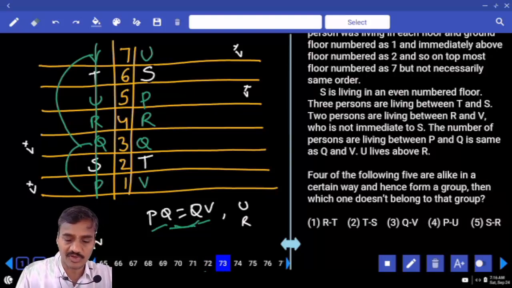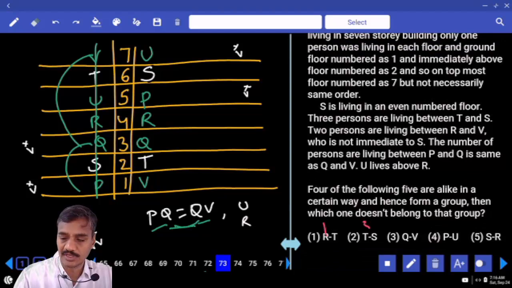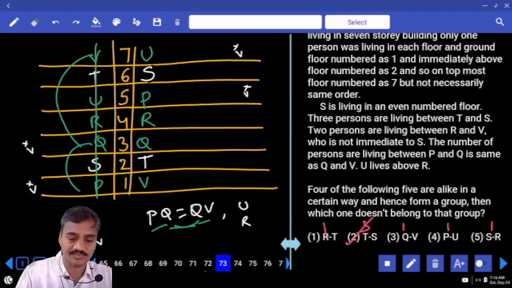And 4 out of the following: R and T, there is exactly 1 person. T and S, there are 3 persons, 1 here and 3. Q and V, between Q and V 1 person. P and U, there is 1 person. S and R, there is 1 person, except choice 2. In the remaining there is exactly 1 person between these two. Choice 2 is the answer. 73.